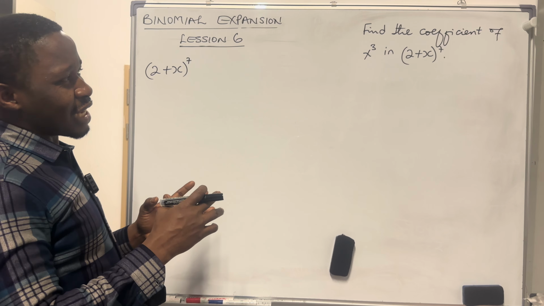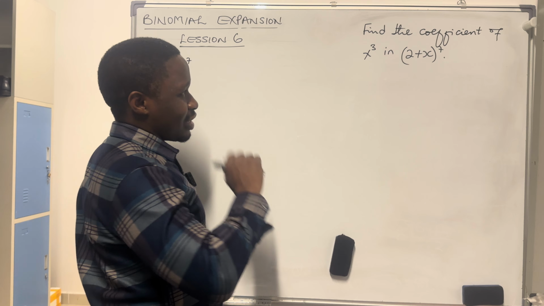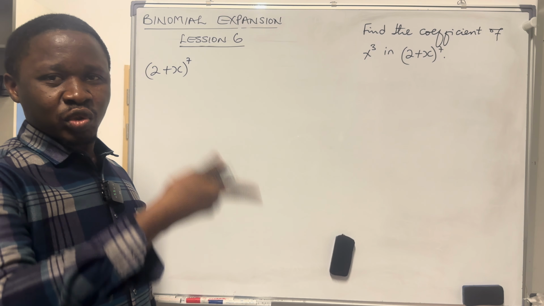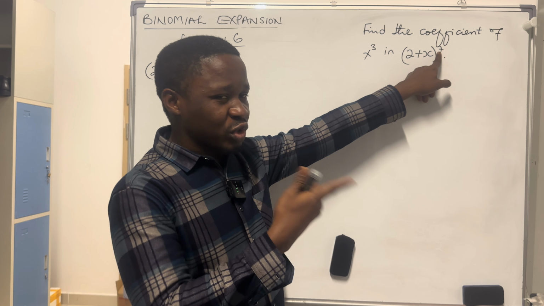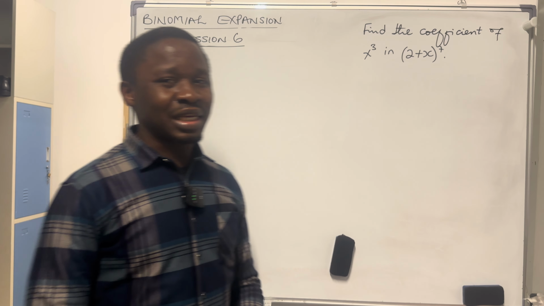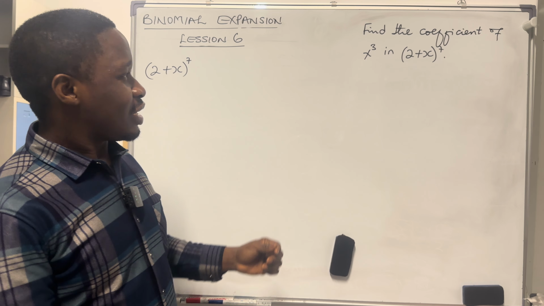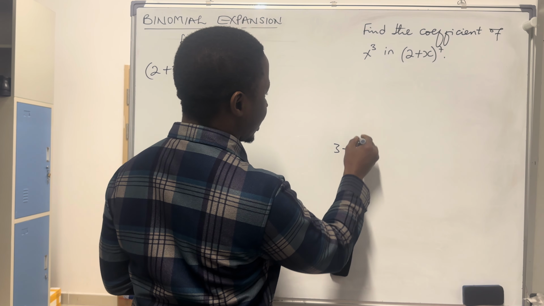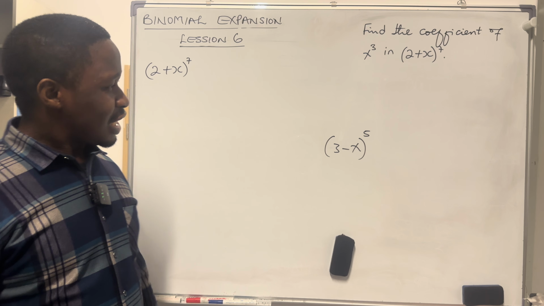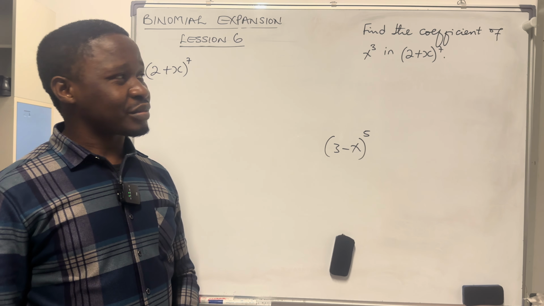We have points that you need to understand in binomial. One, if the power is like this 7th power, just say plus 1. What do we get? We get 8. That tells you that if you expand fully, we are going to get 8 terms. That is very important to note in binomial. If you have 3 minus x to the power 5, and someone asks how many terms you are going to get, just say 5 plus 1 is 6. If I expand fully, I will get 6 terms.